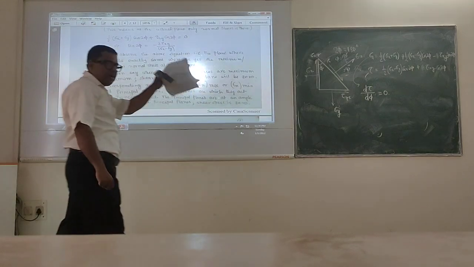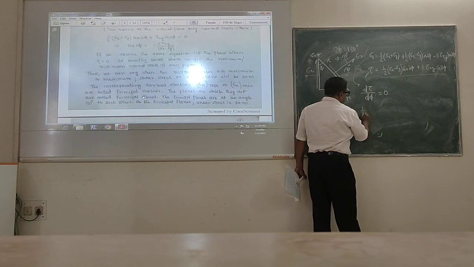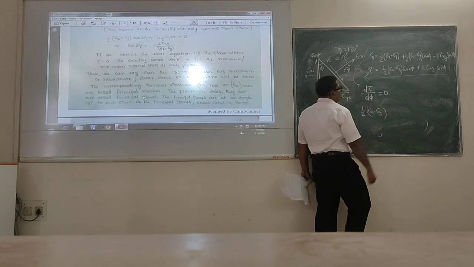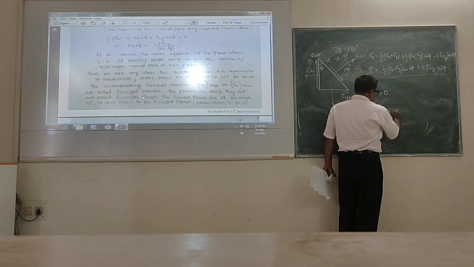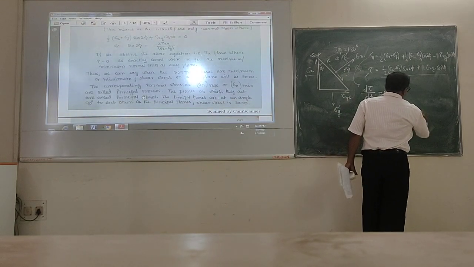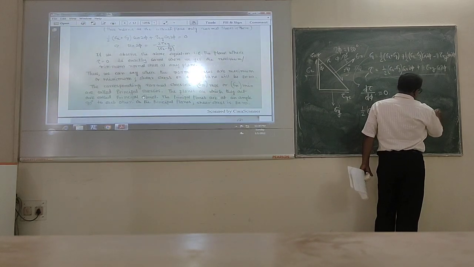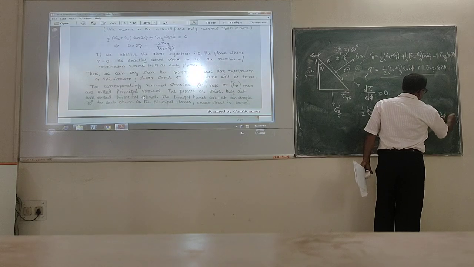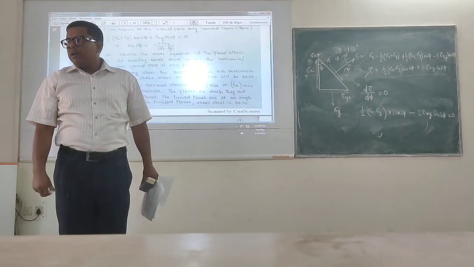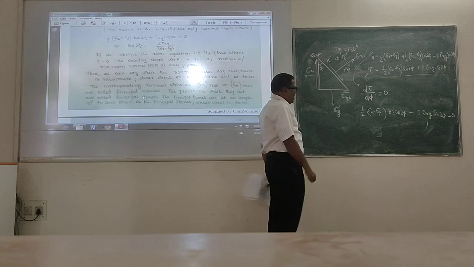Correct? So please differentiate. If I differentiate this part, what will be the differentiation? This will become half of sigma x minus sigma y into 2 cos 2 phi, minus 2 tau xy sin 2 phi. This should be equal to 0. Correct? Is it clear? Now simplify and try to put it in terms of tan or cot.